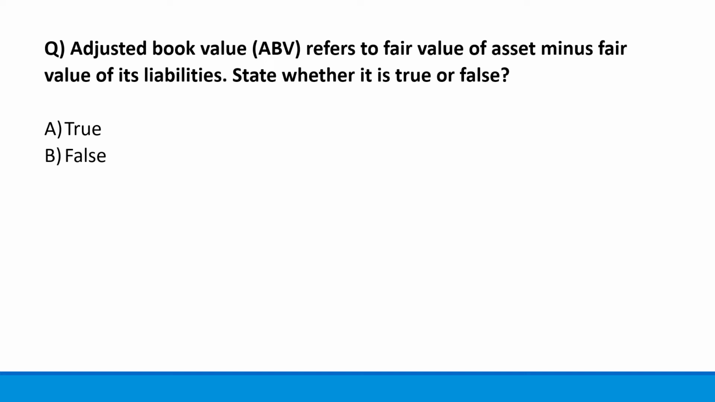Adjusted book value refers to fair value of asset minus fair value of its liabilities. State whether it is true or false. The correct answer is option A, true.